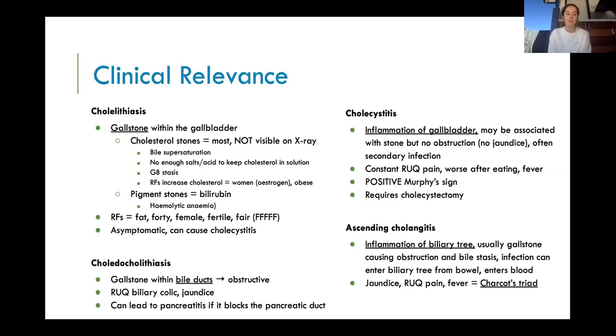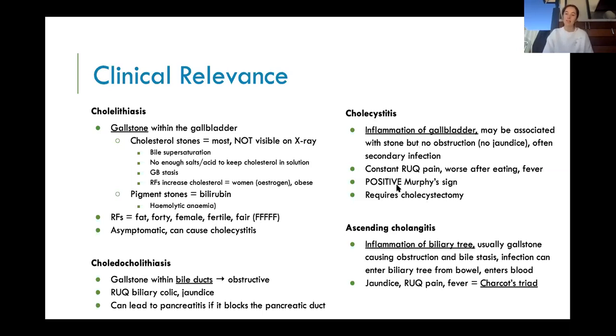And this can be asymptomatic. Lots of people just have incidental gallstones, but you get issues with choledocholithiasis or cholecystitis. Choledocholithiasis just means stones in the bile ducts, and that can cause obstruction. This is when you get your jaundice and your typical colic, the pain that comes and goes. Whereas cholecystitis is inflammation of the gallbladder. You don't necessarily have obstruction, but you get infection. And that's when you get a positive Murphy sign.